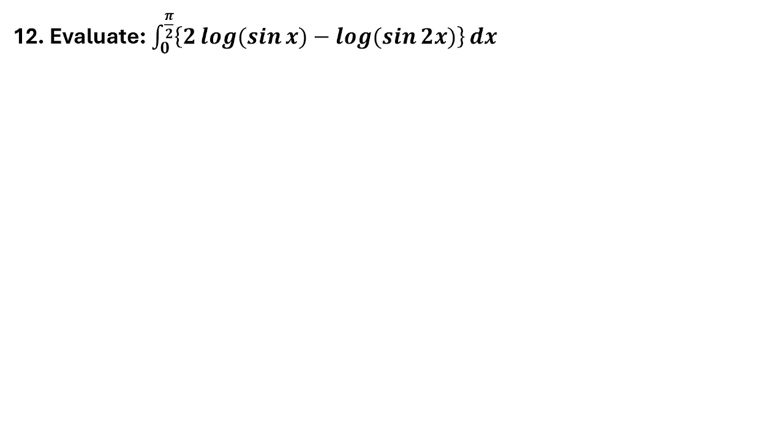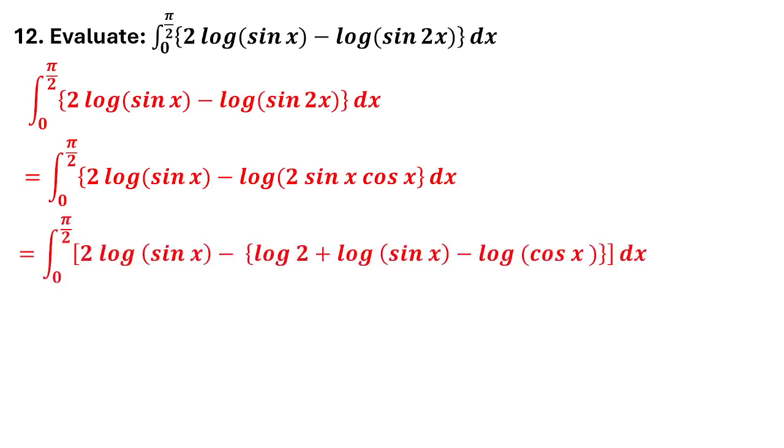Go back to question number 12. Evaluate integral 0 to pi by 2, 2 log sin x minus log sin 2x. This is to be done by properties. Replace x by a minus x. Replace x by pi by 2 minus x. Let us replace.